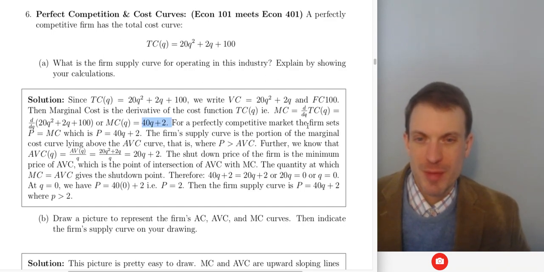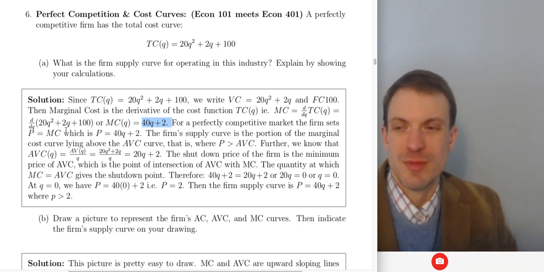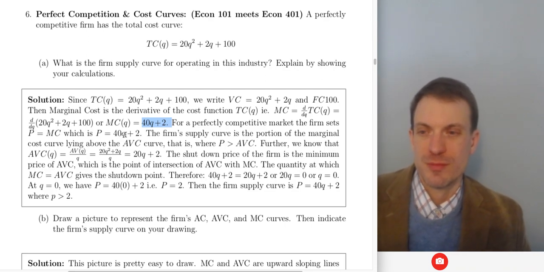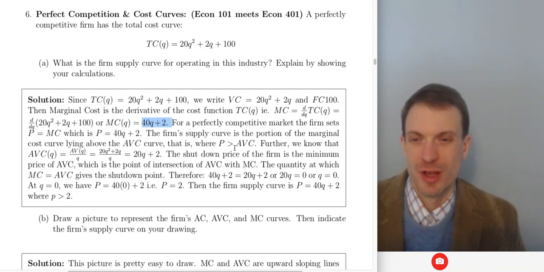For a perfectly competitive market, the firm sets price equal to marginal cost. Technically, the firm is going to set marginal cost equal to price, which means we're going to compare price to 40Q plus 2. And the firm's supply curve is the portion of marginal cost lying above average variable cost.